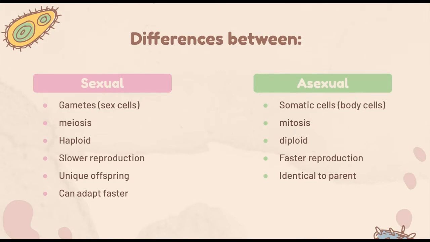diploid. Unlike asexual, sexual also has a slower reproduction rate, but it has the advantage of being able to adapt faster, since all offspring are unique, while in asexual, they are all identical. Additionally, asexual reproduction involves the replication of body cells, also known as somatic cells. They are diploid and are reproduced through mitosis.